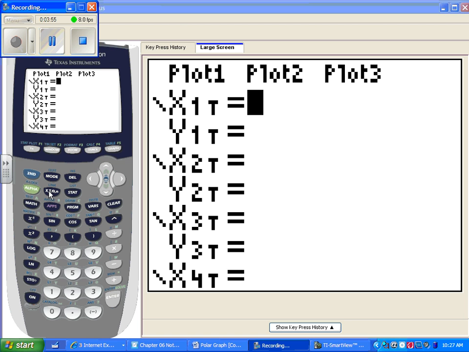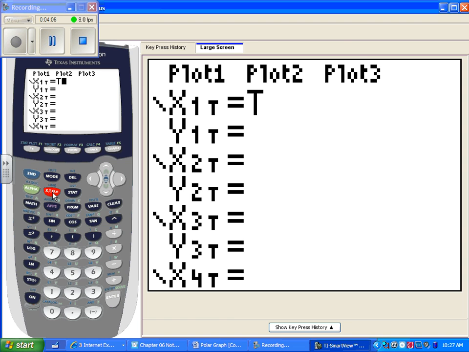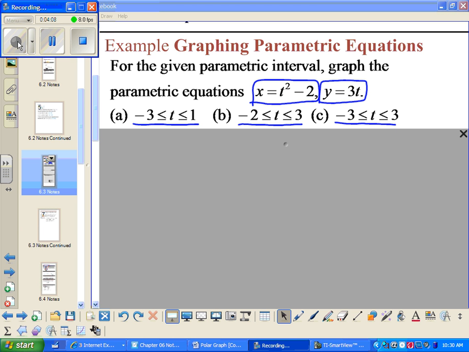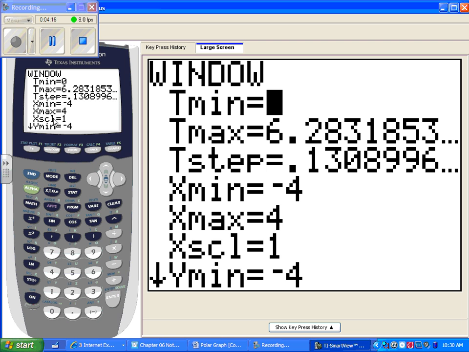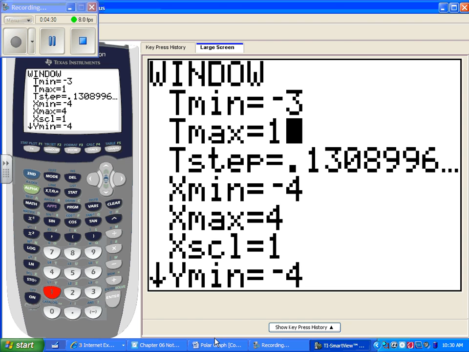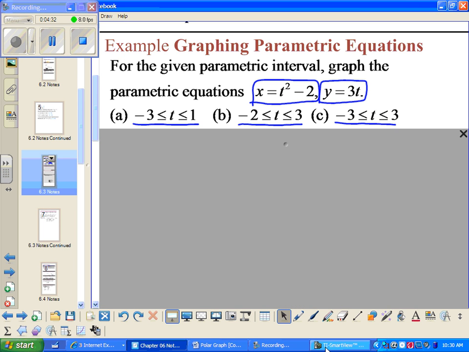What you'll notice is the button that you normally use for your variable x also has a t on it. That's because you can use that same button now in parametric mode to type in a t. So the first graph that you're supposed to print uses a t interval of -3 to 1. So if you go back to your calculator and press your window button, that's what it's asking for first. We want a t minimum of -3 and a maximum of 1. Double check that. -3 to 1.